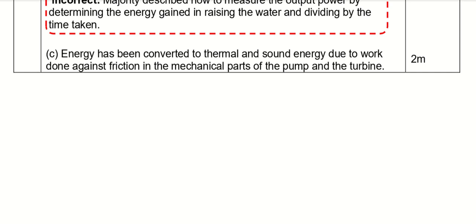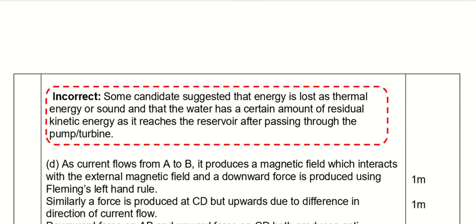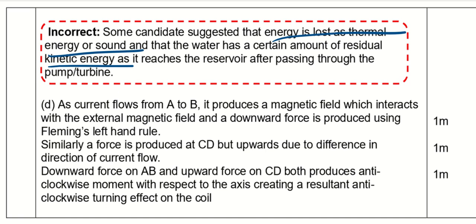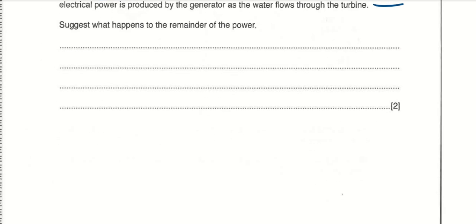Energy has been converted to, cannot use convert, must be transfer, right? Due to work done against friction, this one stays in the mechanical parts of the pump and the turbine. So they no longer just want, oh, got friction. You must be able to identify where the friction is occurring. If it's a turbine, it's something like your fan, got moving parts. So just say mechanical parts, the moving parts. Some candidates suggested that energy is lost as thermal energy or sound, and that the water has a certain amount of residual kinetic energy as it reaches the lake. So this one is incorrect. Just take note. Energy is released to the environment through those.